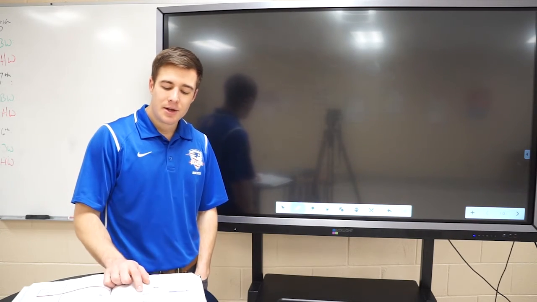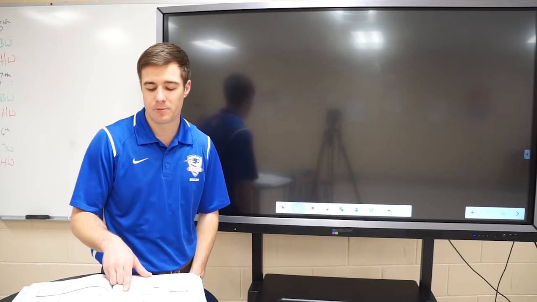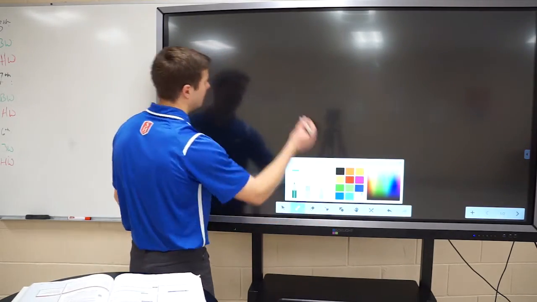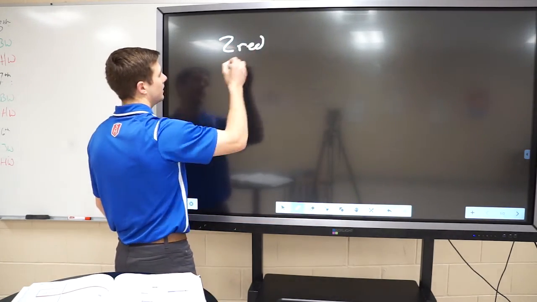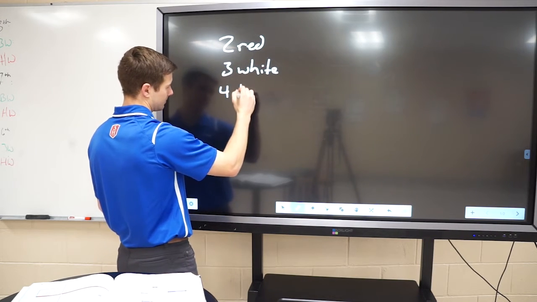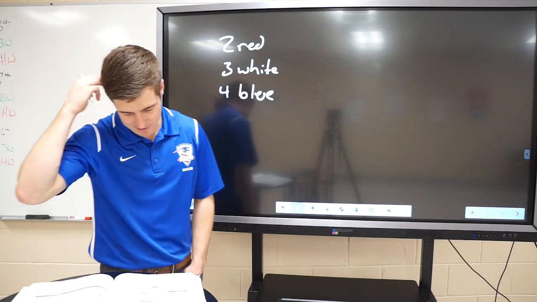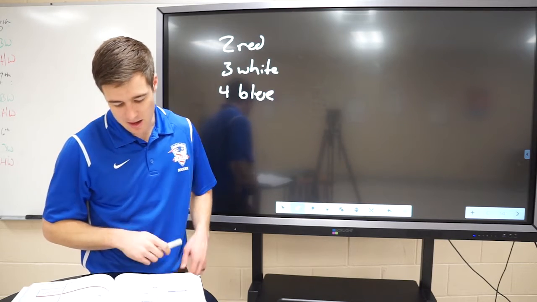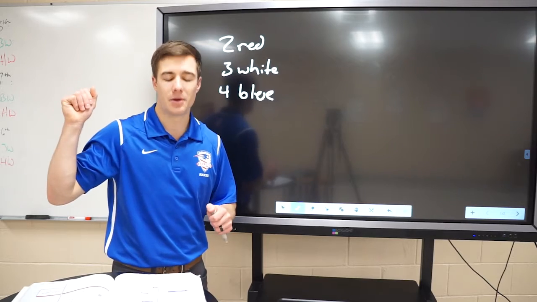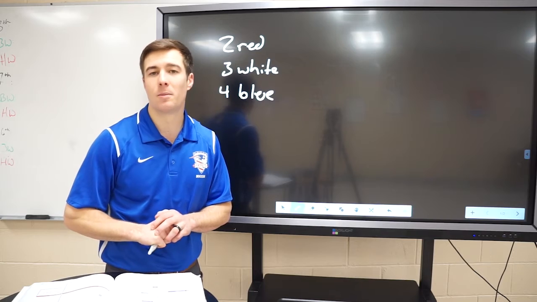Example 1 says 2 red marbles, 3 white marbles, and 4 blue marbles are in a bag. So we have 2 red, 3 white, and 4 blue, all these marbles in one bag. If one marble is drawn and not replaced, and a second marble is drawn, what is the probability that both marbles will be red?